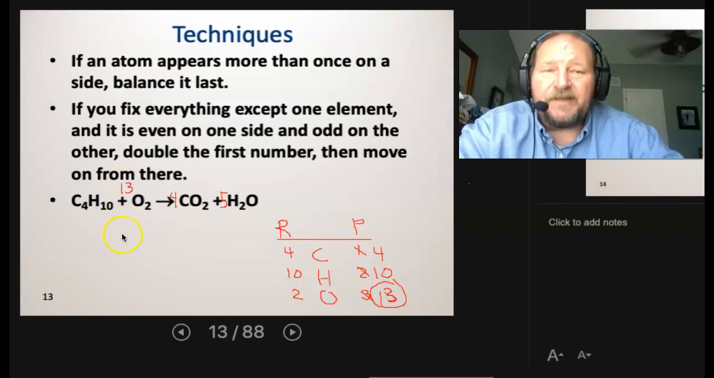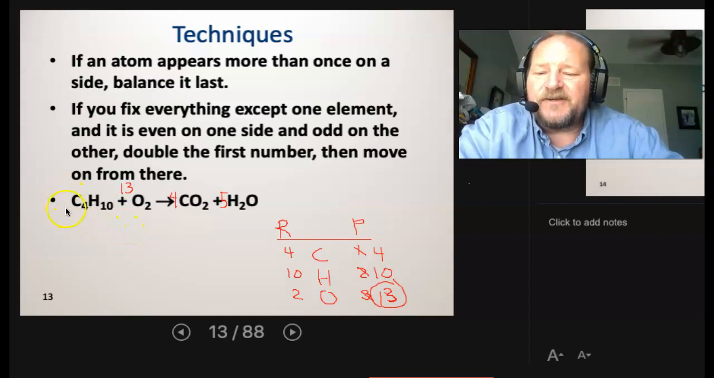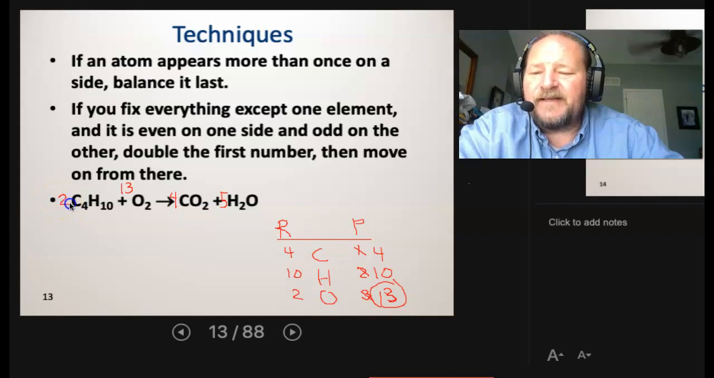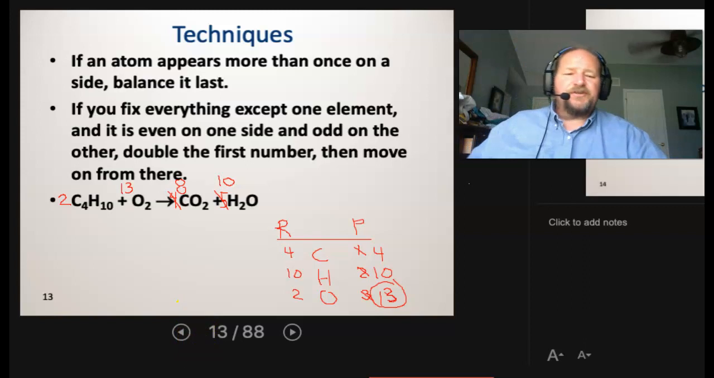And now we call it the doubling trick because I'm simply going to double everything else. This was an understood 1. I'm going to double that. That's going to be a 2. This 4 that we wrote in, I'm going to cross it out and I'm going to double it. So it's going to be 8. The 5 that we put in front of the water, I'm going to cross that out. I'm going to double it. It's going to be 10. And now this reaction should be balanced.